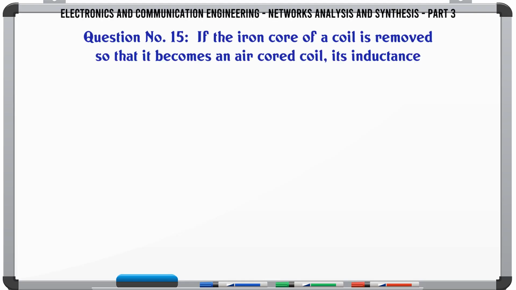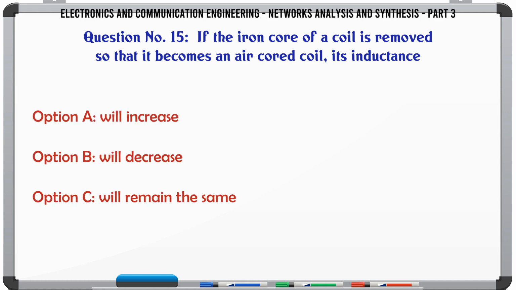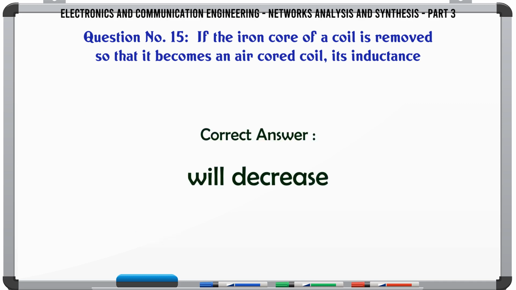If the iron core of a coil is removed so that it becomes an air-cored coil, its inductance A will increase, B will decrease, C will remain the same, D may increase or decrease. The correct answer is will decrease.